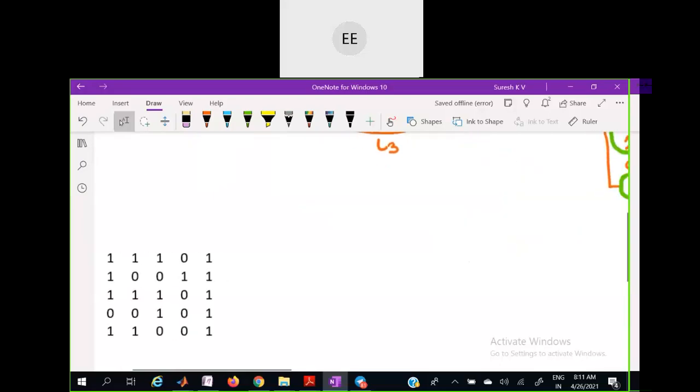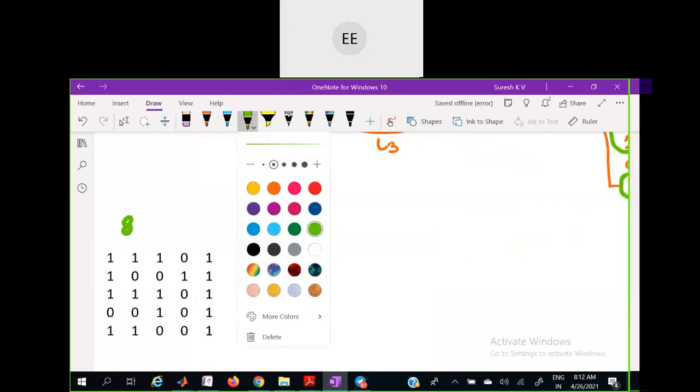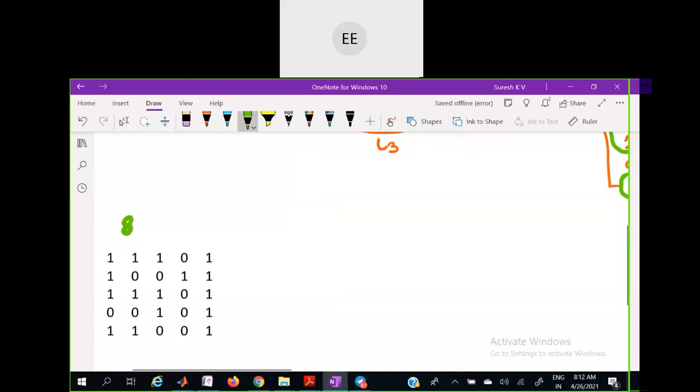Now let us try to do the second example, for 8 connectivity. Thickness is more. So I'll do it for 8 connectivity or 8 adjacency.